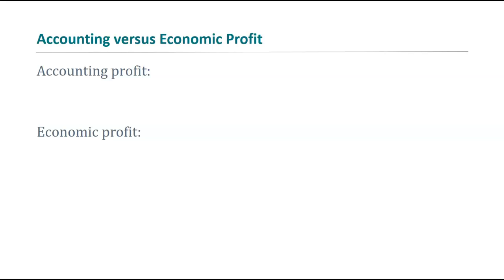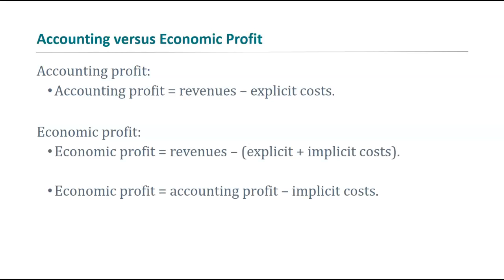So if you were in an accounting class and you discussed profit, you would define profit as just the revenues minus the explicit costs, revenues minus expenses. How much money did you bring in and how much did you write out in checks, right? That's accounting profit. Economists, however, when we consider profit, we consider all of those costs. So economic profit is your revenue minus explicit and implicit costs. Or in other words, it's the accounting profit minus implicit costs or opportunity costs.